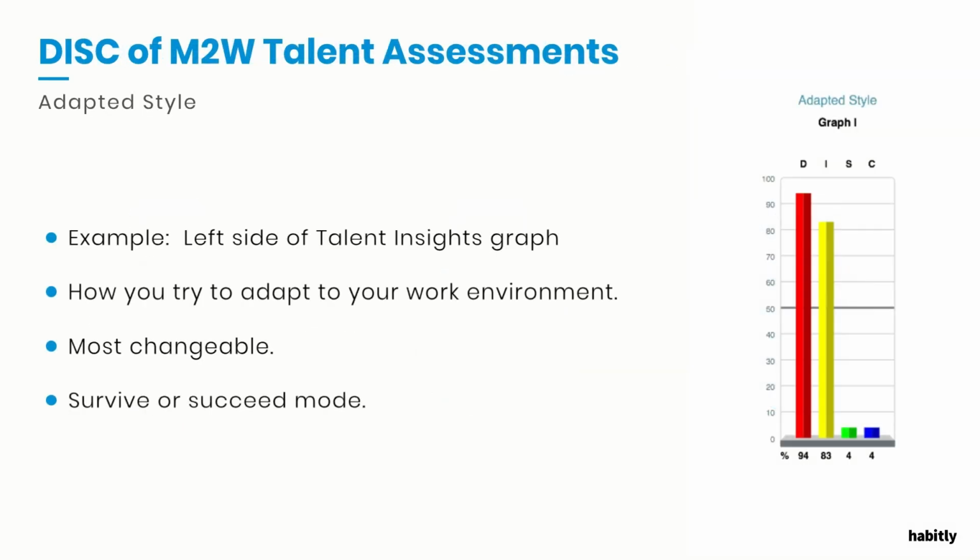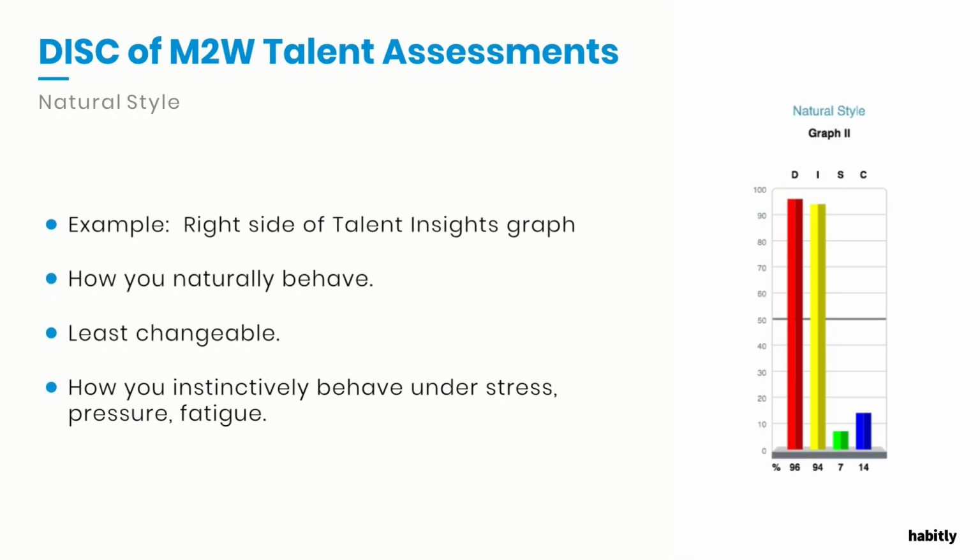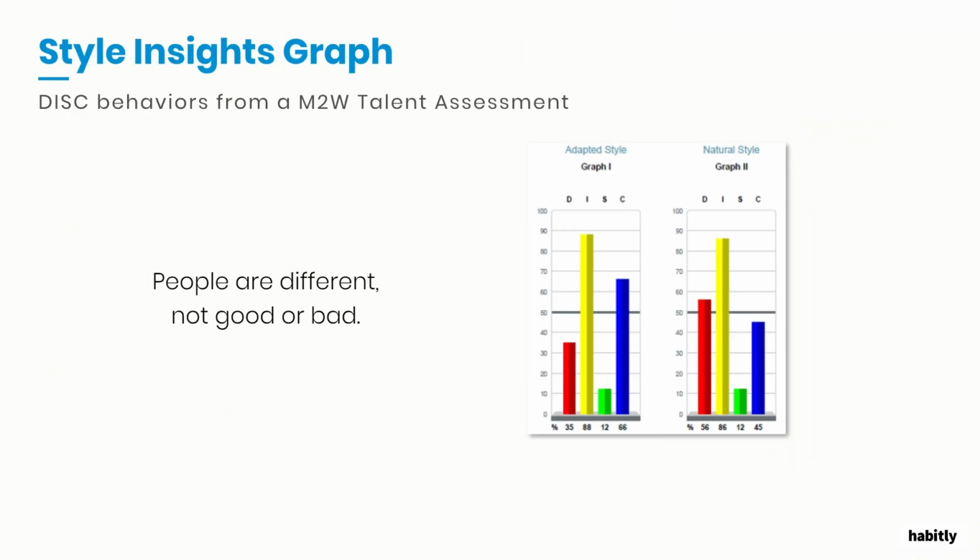In our reports, we give you two side-by-side vertical bar graphs. On the left-hand side, which I'm referring to now, is the adapted style. This is how you adapt your behaviors to be successful in the workplace. It's changeable because you're already adapting. It's survive or succeed mode. Now, on the right-hand side is your natural style. That's how you naturally behave outside of work, or if you're put under a lot of pressure, you'll naturally revert to this style. This is what they look like side by side in our reports.